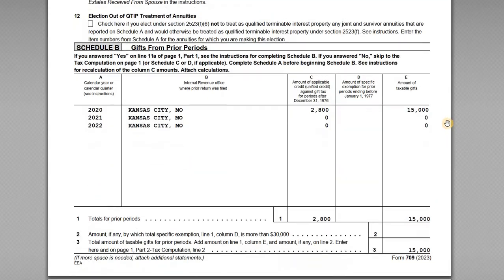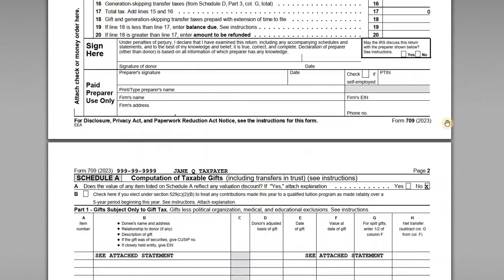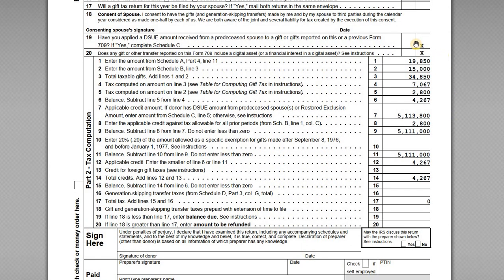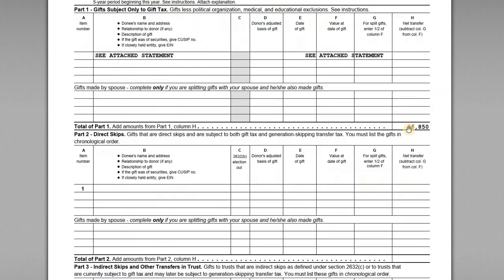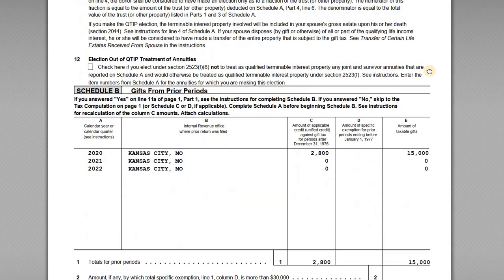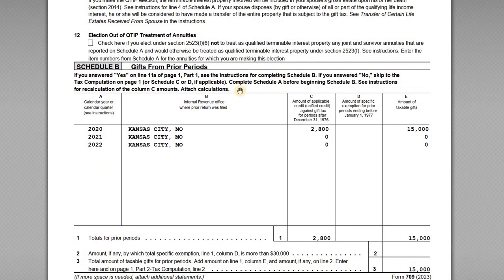Now Schedule B, let me show you where that is first reported up here on line 1. So $19,850 is the current year taxable gifts from Schedule A. So now we need to pull the Schedule B line 2 number. So if we go to Schedule B for gifts from prior periods, list out the gifts that were made from the prior periods, but think about it from the perspective of when did you file a 709.